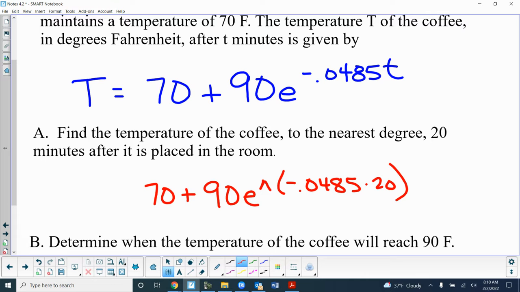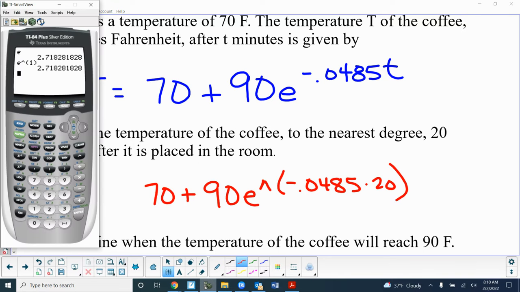So you need to just plug it in and get the answer. Okay? So just put it in there. Let's just clear this out. So 70 plus 90, hit second natural log for that e to the power to pop up. Okay? And it's on these calculators too.